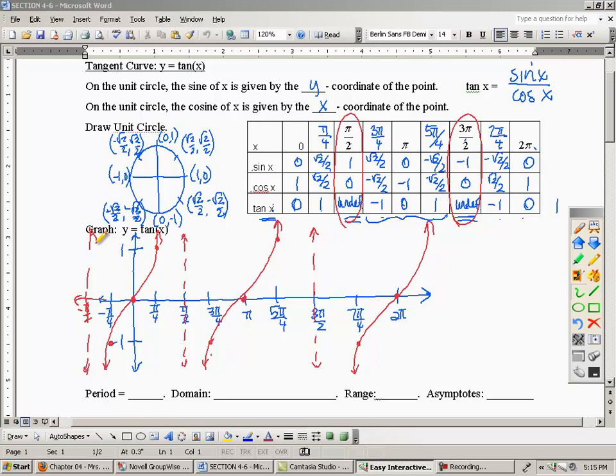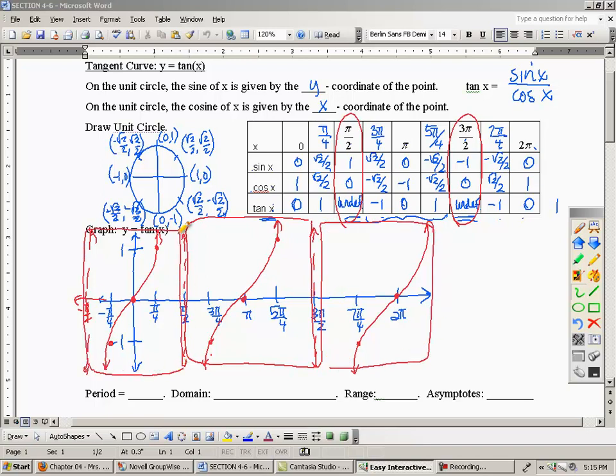How often does it repeat? Well, this is one whole period, and then it repeats again for another whole period, and then it repeats again for another whole period. And so in between my asymptotes is where you see a period. Now I want to know how long it is, not where the start and finish is. So from pi over 2 to 3 pi over 2, if I look at my unit circle, that's half the circle, and half the circle is a value of pi.